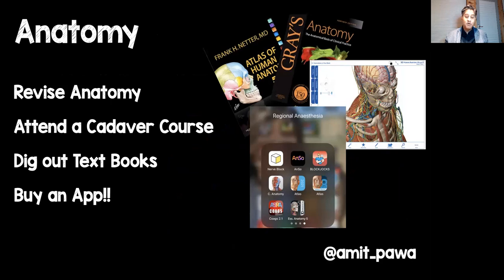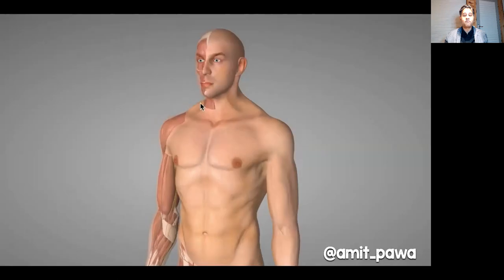Dig out your own textbooks and buy an app. This is just a screenshot of my regional anesthesia folder on my phone. I've got a number of different anatomy and regional anesthesia apps that are worthwhile investing in. Come and find me, drop me an email, and I'll discuss those with you in more detail.